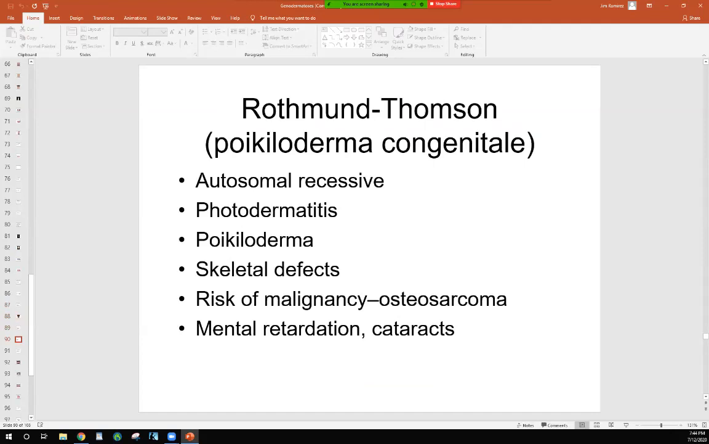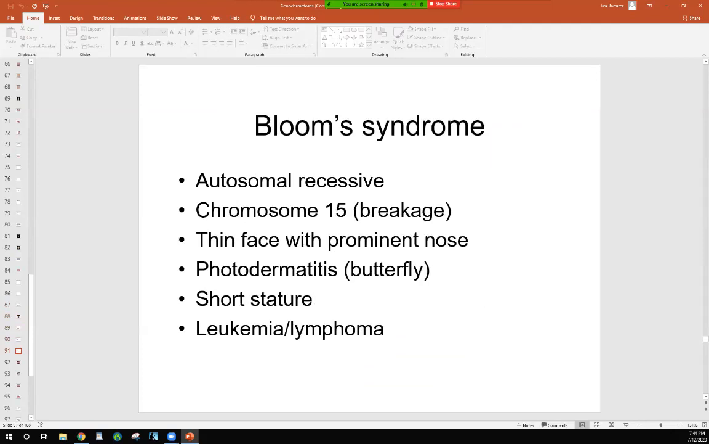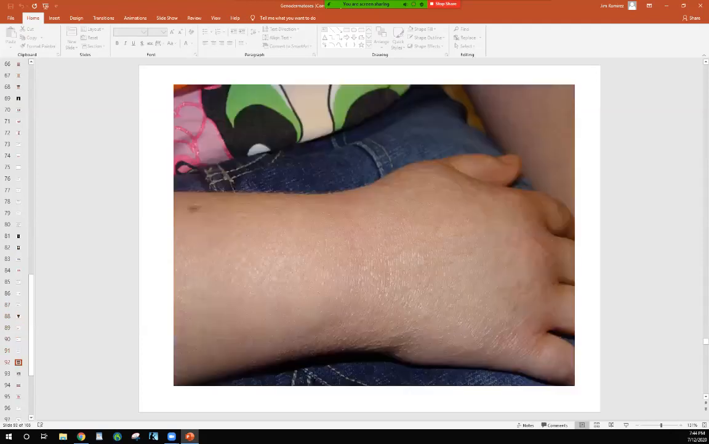Rothman-Thompson is another one. Photodermatitis and poikiloderma is what binds these things in common, and Bloom syndrome. So this is what I'm talking about. This is the clinical presentation.